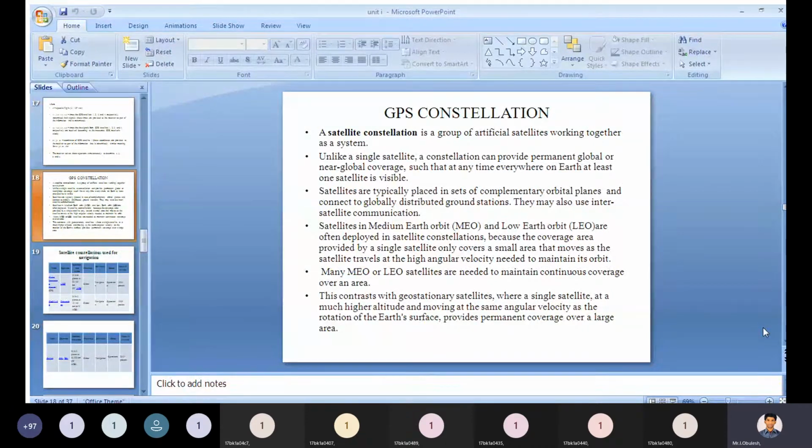Unlike a single satellite, a constellation can provide permanent global or near global coverage, such that at any time, everywhere on Earth, at least one satellite is visible.